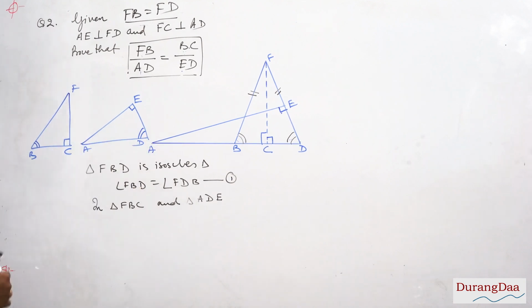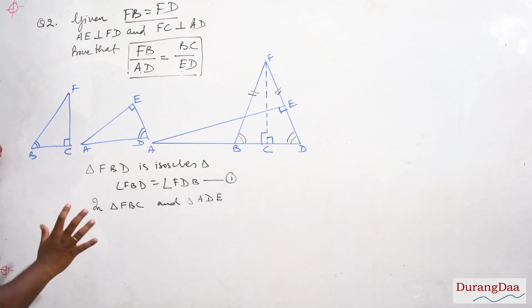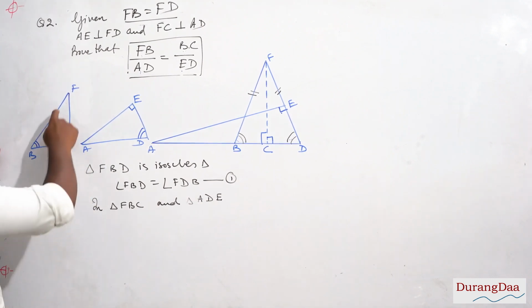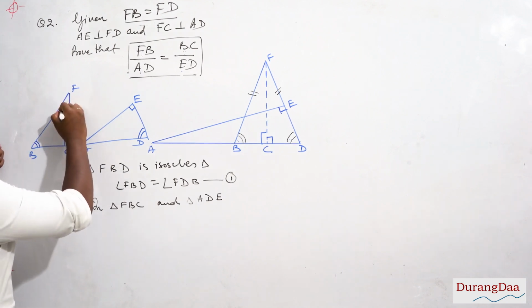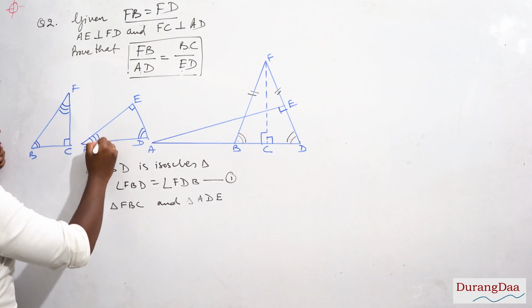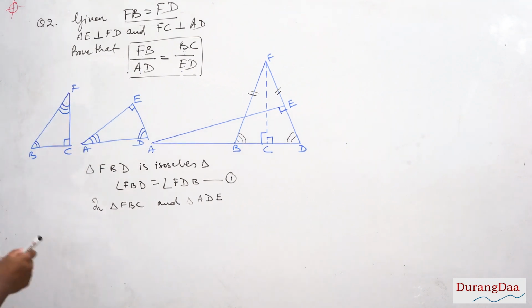No problems there. Now we have two pairs of angles equal, so automatically the third angle which is left will be equal. No need to prove it. So the third angle automatically becomes equal. Now let's try to prove the triangles similar.